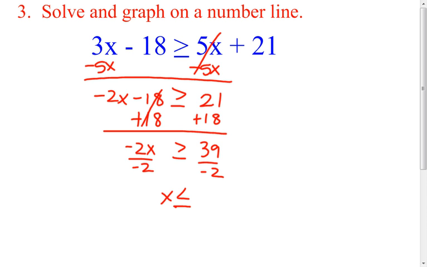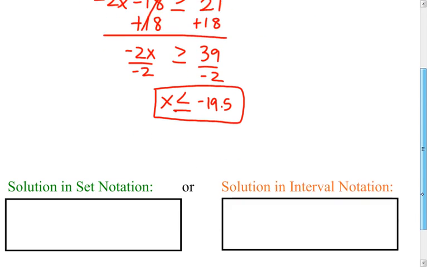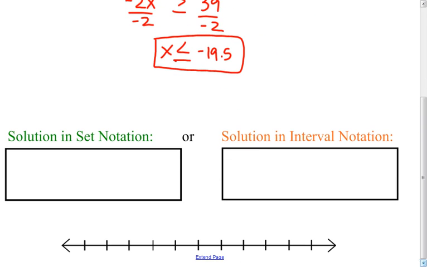And you can leave that as negative 39 halves if you want. Or since you're going to put it on a number line, it might be easier to think about it in decimal form, which is negative 19.5. Okay, so there's my inequality now. X is less than or equal to negative 19.5.